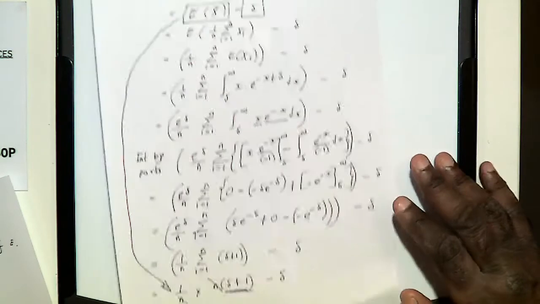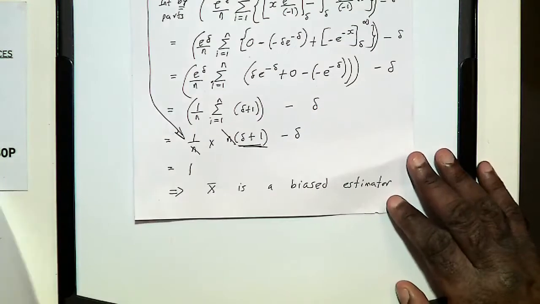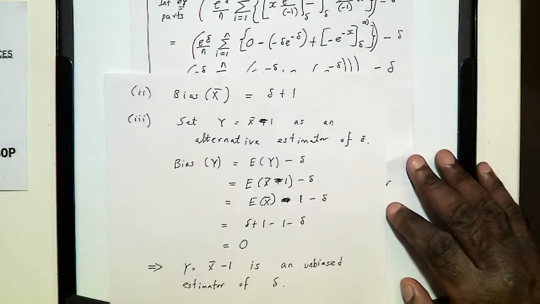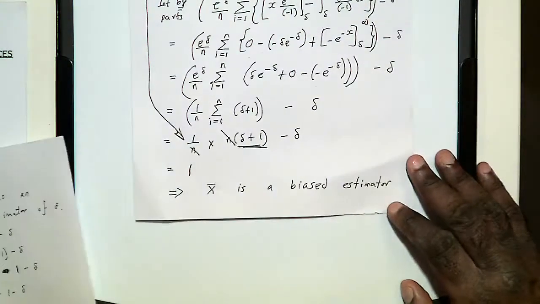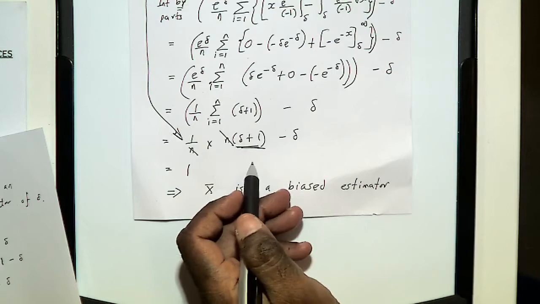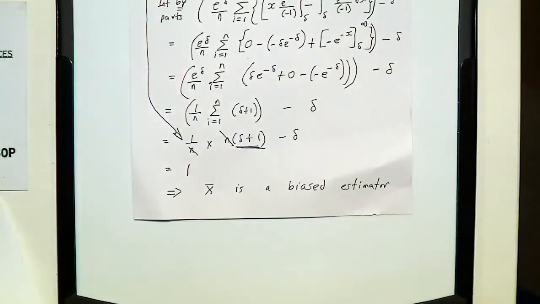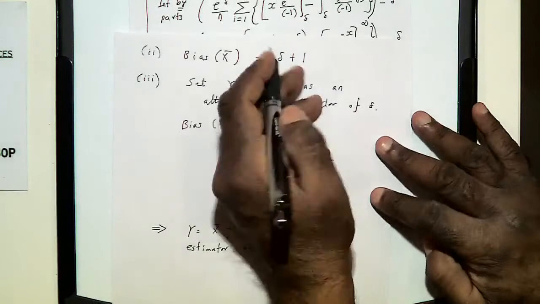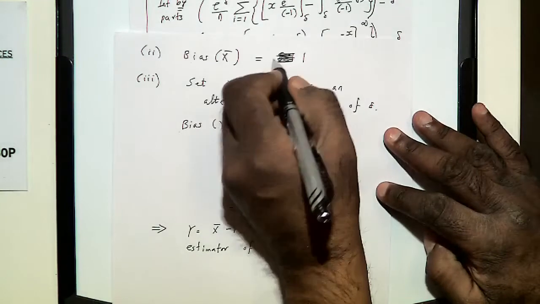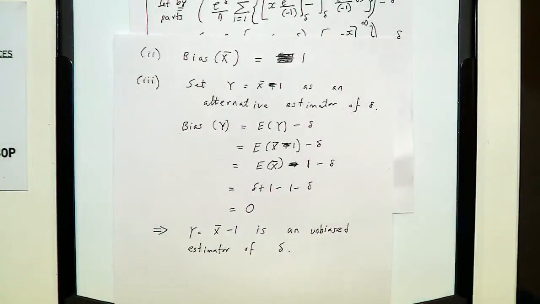So why is it delta plus 1 in the second part? Sorry, can you come again? In the second part of the question, why is the bias delta plus 1? Oh, yeah, sorry, it should have been 1. That's another stupid miss. My apologies once again. The answer should have been 1. Thank you for pointing that out.